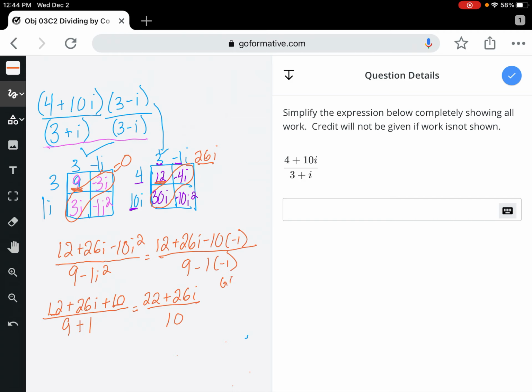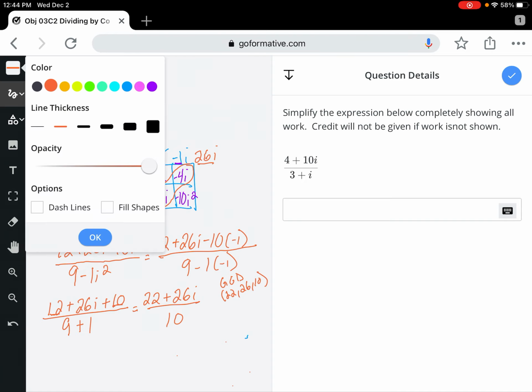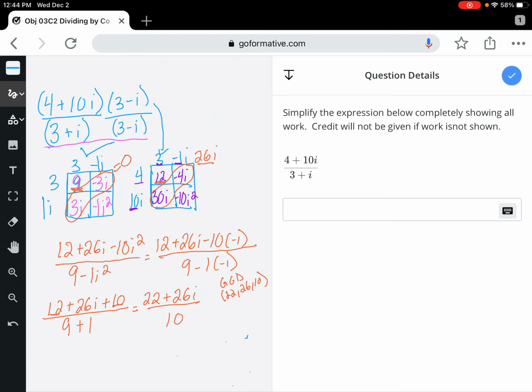I look at my three numbers. I'm going to do my greatest common divisor of my three numbers, which is 22, 26, and 10. If you put that in Desmos, so under GCD, under functions, the GCD is actually going to be equal to 2. They're all divisible by 2. So I take each part and I divide each part by 2. So my answer is going to be 11 plus 13i over 5.